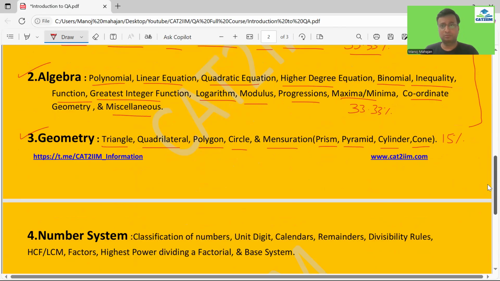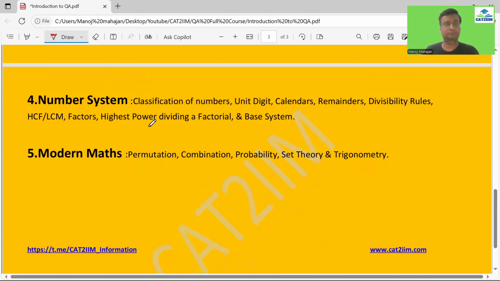Now, the other 2 modules, that is number system and modern maths, will comprise close to 20% of the QA section of CAT. What do you get in the number system? Classification of numbers, unit digit, calendars, remainders, residual rule, HCF, LCM, factors, highest power dividing a factorial, and base system. In modern maths, we are looking at permutation combination, probability, set theory, trigo.